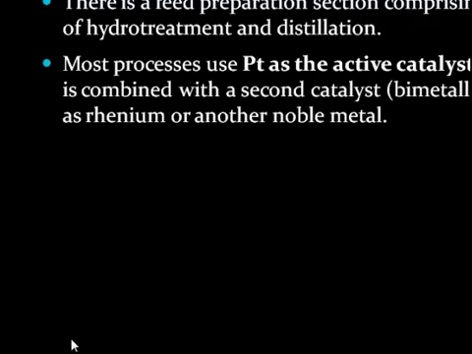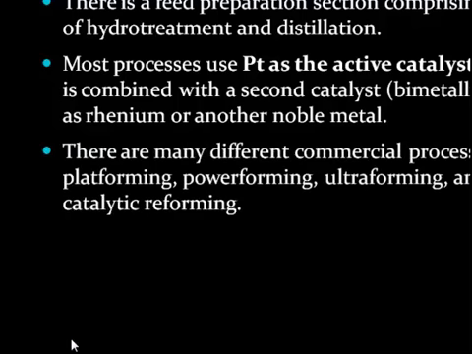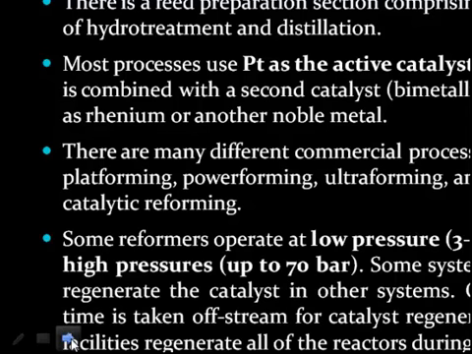Catalytic reforming comprises a reactor and a product recovery section. There is a feed separation section comprising a combination of hydrotreatment and distillation. Most processes use platinum as the active catalyst. Sometimes platinum is combined with a second catalyst, bimetallic catalysts such as rhenium and/or another noble metal. There are many different commercial processes including platforming, powerforming, ultraforming, and thermofor catalytic reforming.